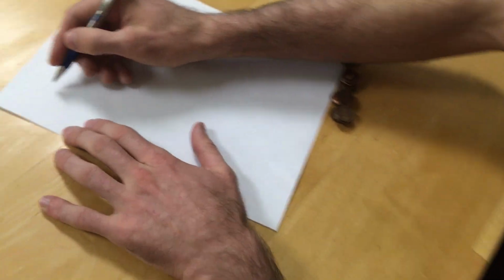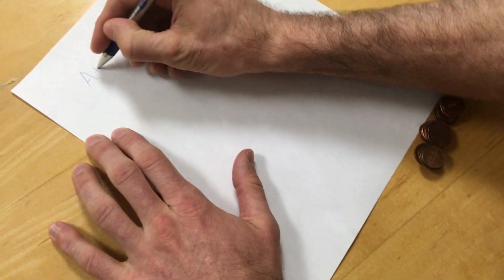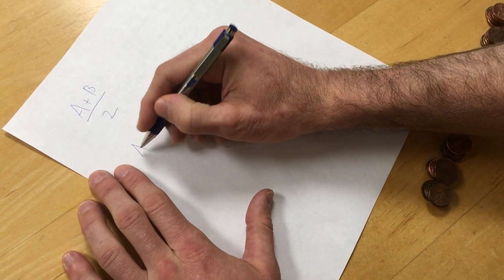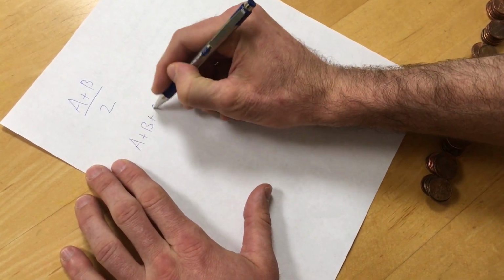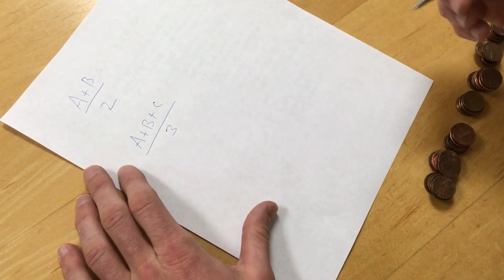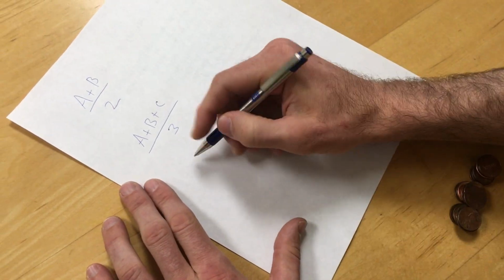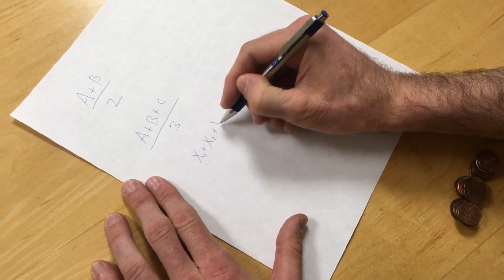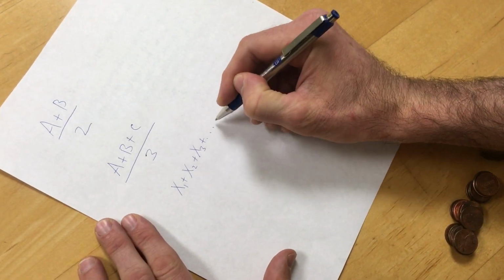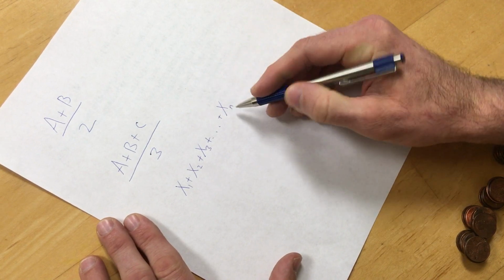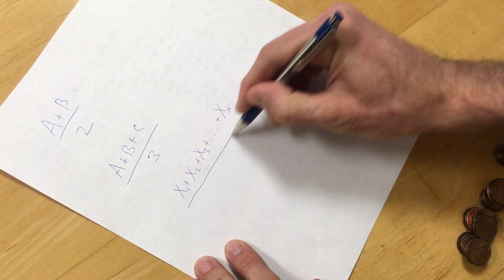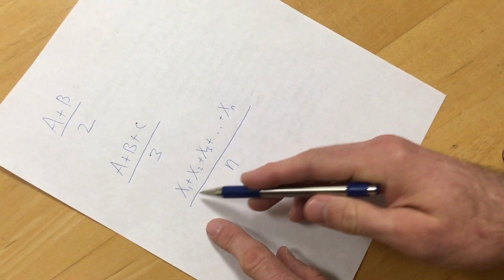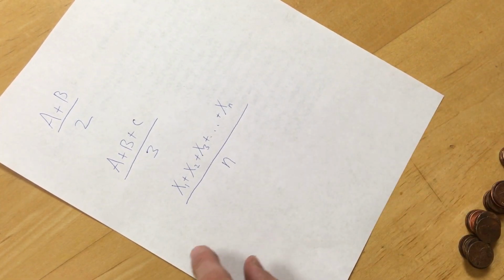So the average of two numbers is just A plus B divided by 2. The average of three numbers would be A plus B plus C divided by 3. Now, if we have n numbers, we use these little subscripts: x sub 1 plus x sub 2 plus x sub 3 plus, and so on, plus x sub n. That just means the nth number in the list, and we divide that by n, the number of numbers we have. Maybe we have 10 numbers, for example, and we divide by 10.